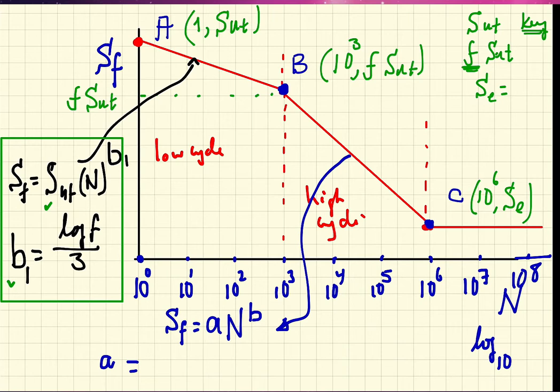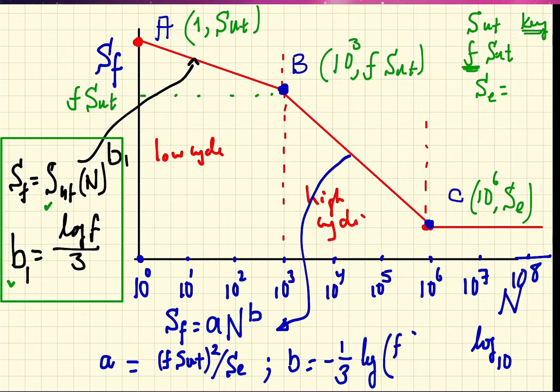So the constant A, if you do the math, will turn out to be F times SUT squared divided by SE, and the constant B, you'll find it to be minus 1/3 of log to the base 10 of F times SUT divided by SE. So this will be the solution that we'll find when we complete this substitution in the assumed relationship.